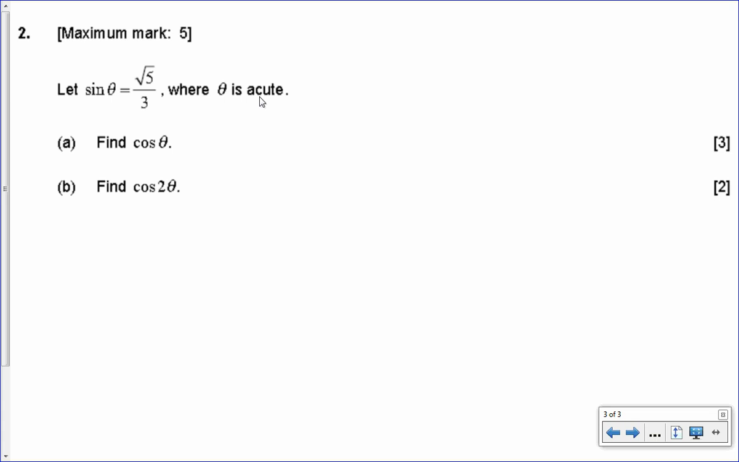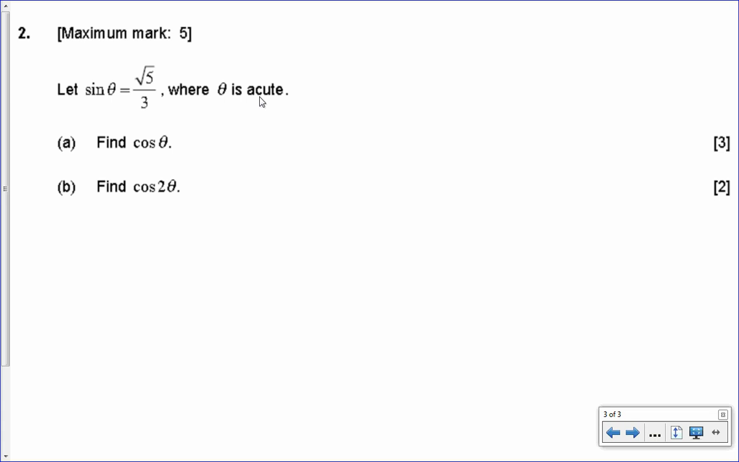And if you notice, question A and B is not asking us to find the angle. We're never asked to find the angle. If we were expected to find theta, we would need a calculator for this one, because root 5 over 3 is not from one of our special triangles like 30, 60, 90, or 45, 45, 90. So there's no way we're expected to know what that angle is without a calculator. But they're not asking us for the angle. They're asking us for a different ratio. In part A, they're asking us for cosine theta, and then in part B, cosine 2 theta.